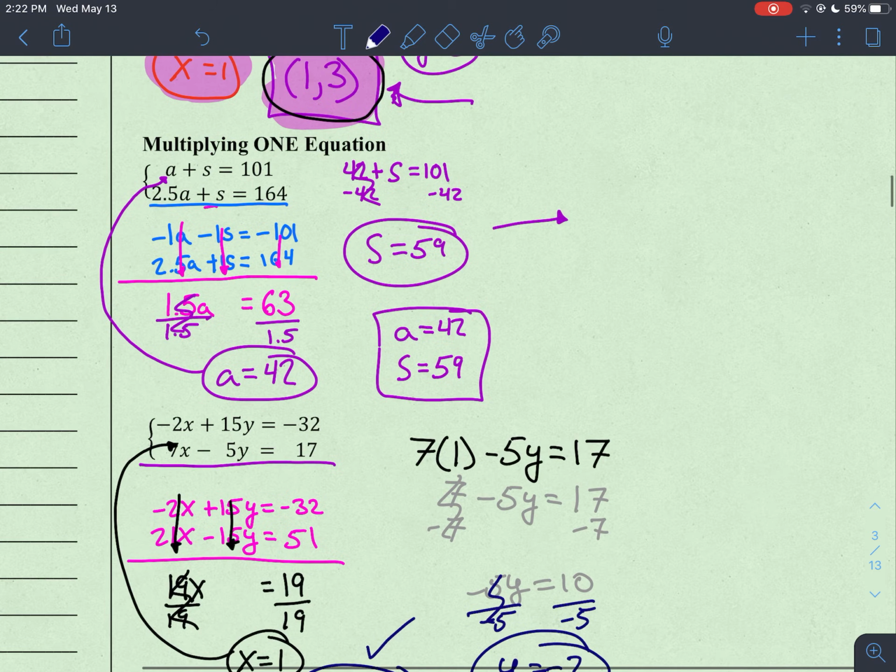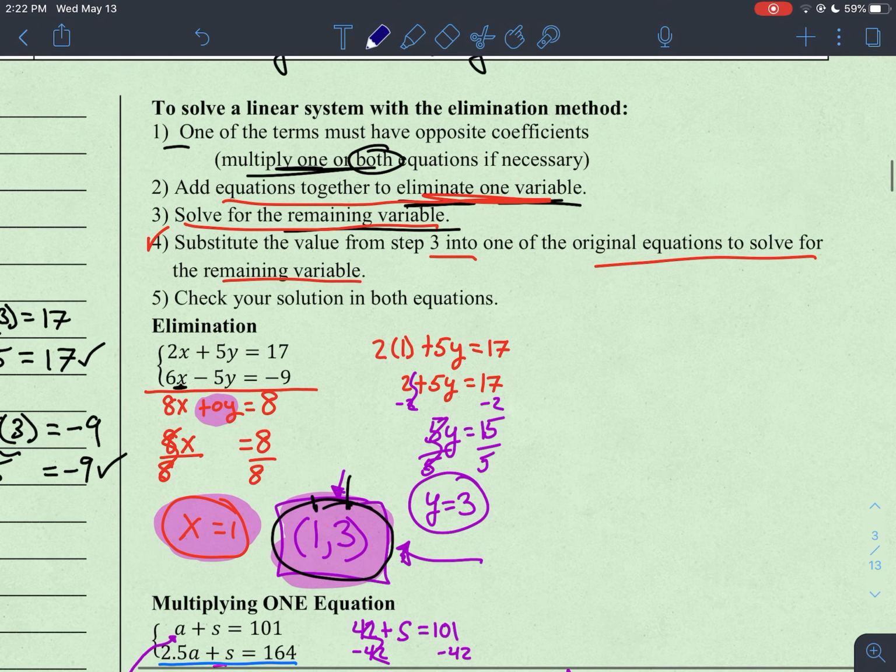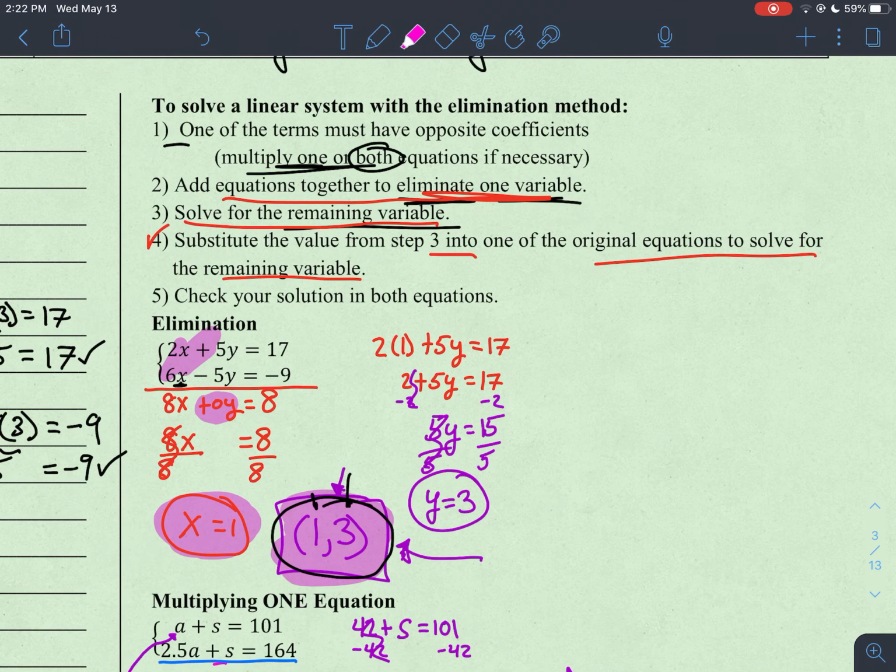So that's solving by multiplying just one equation, or really already having them set up for you like this right here.